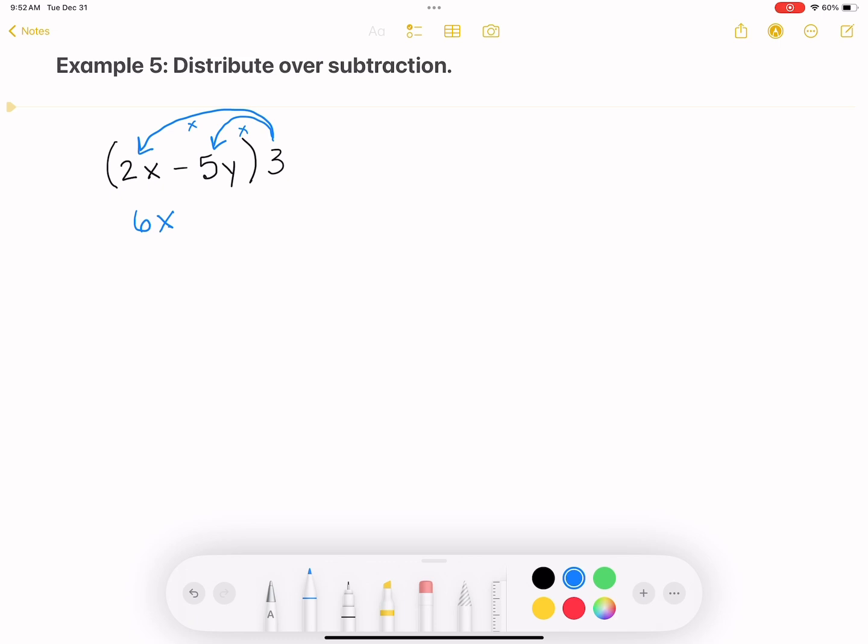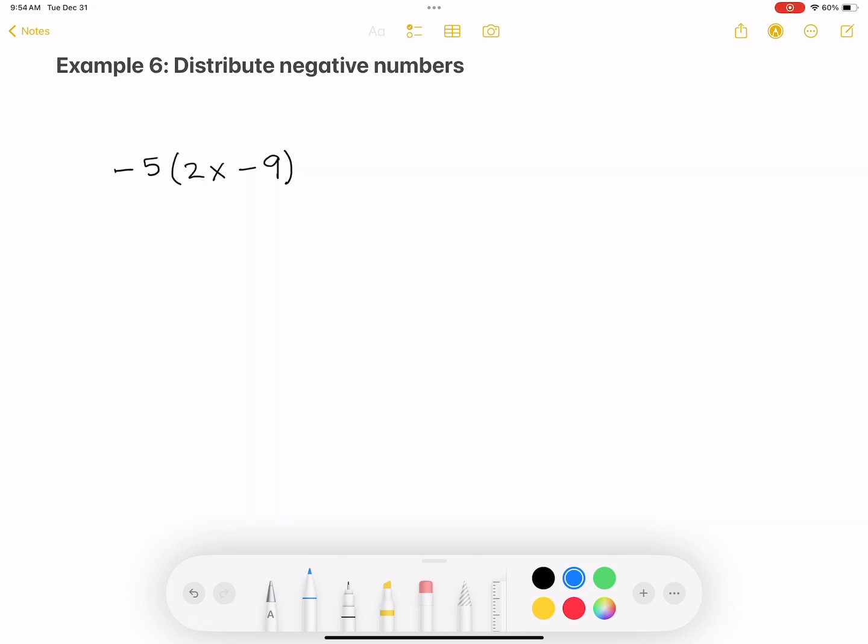Now notice there's a negative sign in front of the 5. We're going to call that 5y, negative 5y. So negative 5y times 3 is negative 15y. This is a final result of 6x minus 15y.